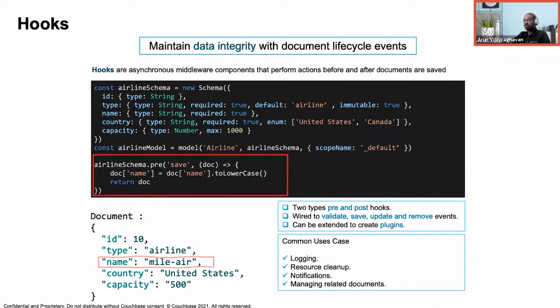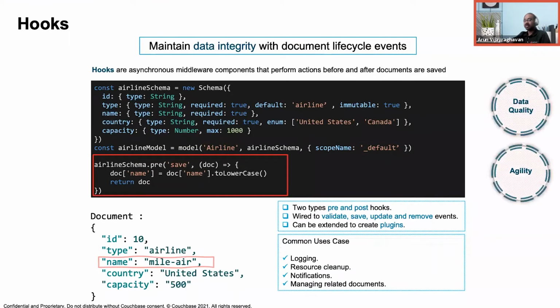Some common use cases for hooks are logging, cleaning up of resources, sending notifications, and managing related documents. Say, for example, you have a customer document that you want to remove, and along with that you also want to remove its associated documents. You can use a hook. Hooks are available as pre and post hooks, similar to before and after triggers, and can be bundled as a plugin that can be used across projects. Hooks help with data quality and agility.